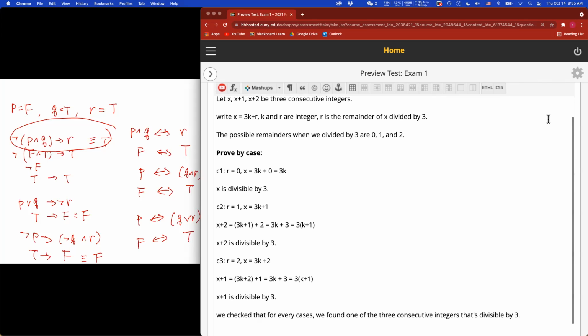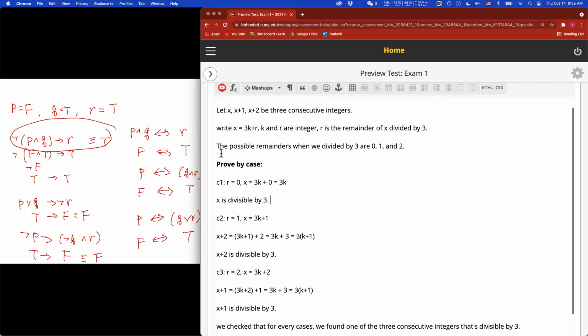Someone is asking what about the 0, 1, 2? That's the possible remainder when you write 3k plus r. When you divide a number by 3, you can get 0 as a remainder, 1 as a remainder, or 2 as a remainder. And remember that we're writing x as 3k plus r, and r can be 0, 1, or 2.